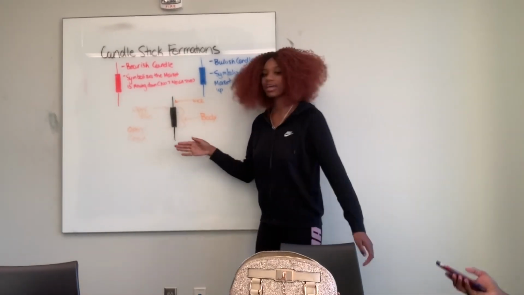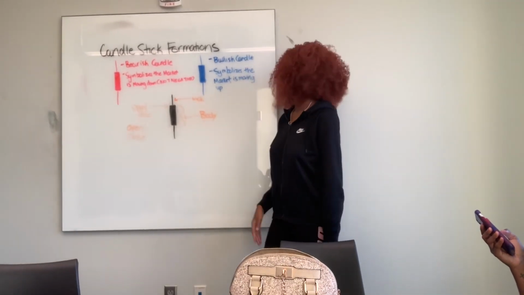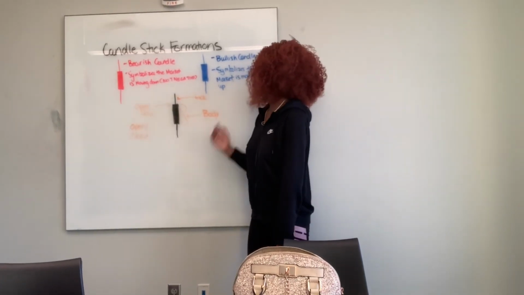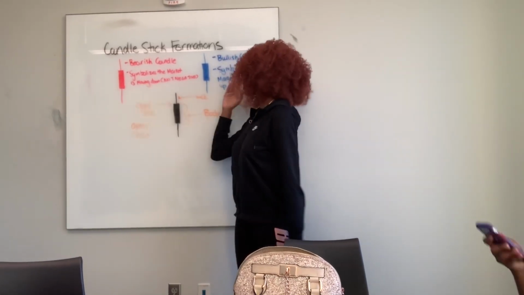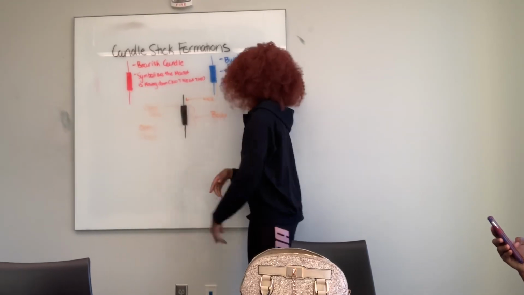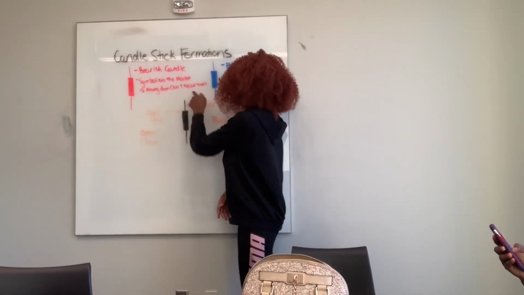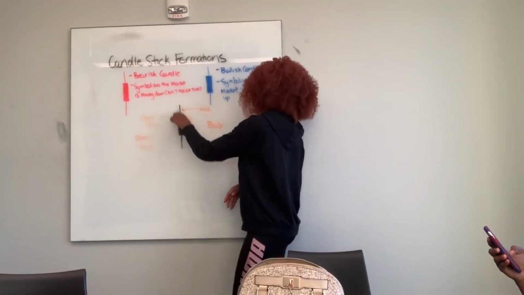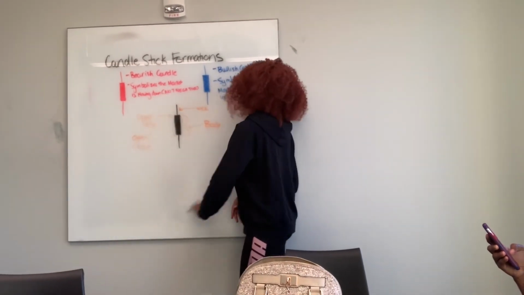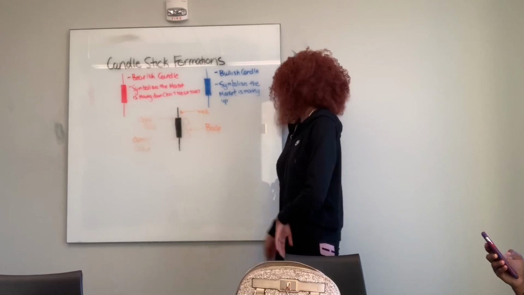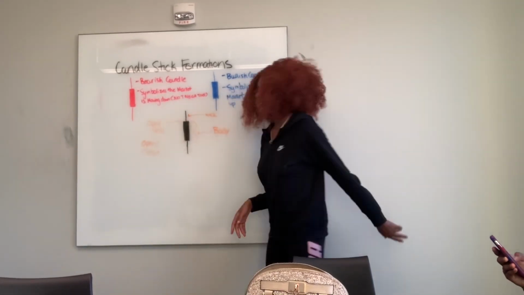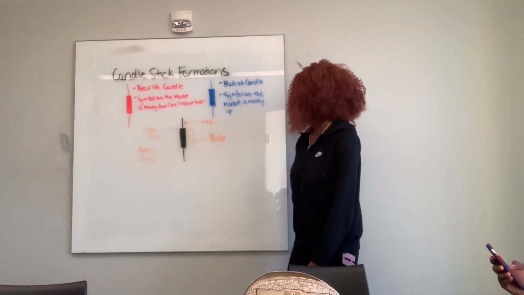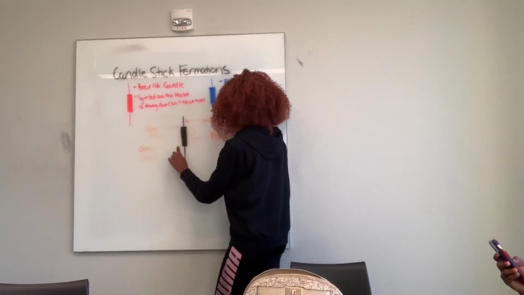Right here I have a black candle. This is just because it's the same between the red and the green candle. It's called a candle because these two lines right here are called wicks. So this is a wick, and this is a wick. All together, this is the candle composition. The middle part that's filled in is called the body of the candle.